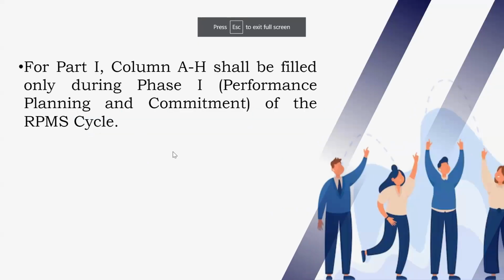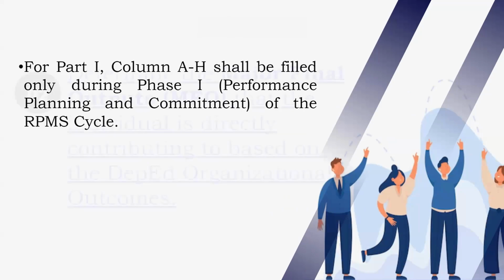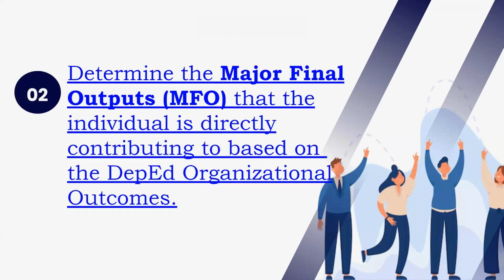So for part 1, column A to H shall be filled only during phase 1 or performance planning and commitment of the RPMS cycle. Let us now begin on step 2. This is the first column, or column A, under phase 1 or the planning commitment. Determine the major final outputs that the individual is directly contributing to based on the DepEd organizational outcomes.